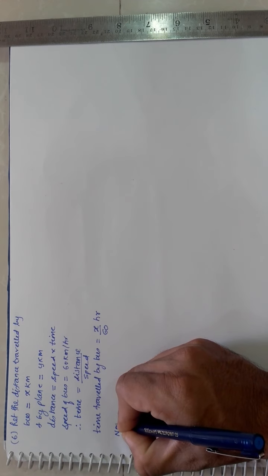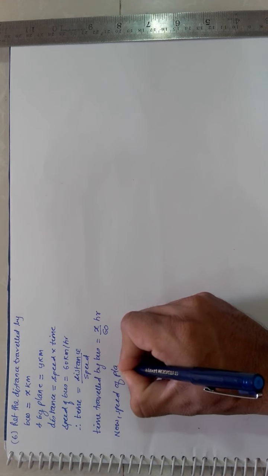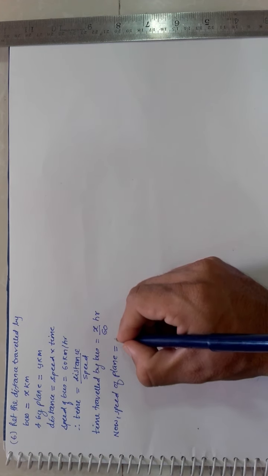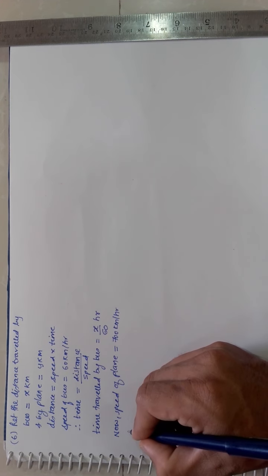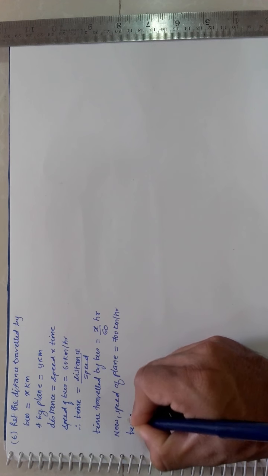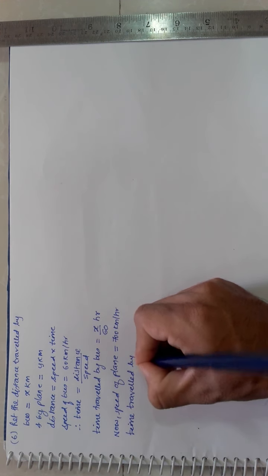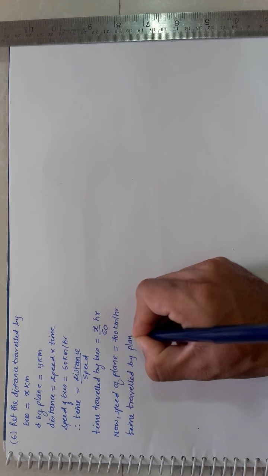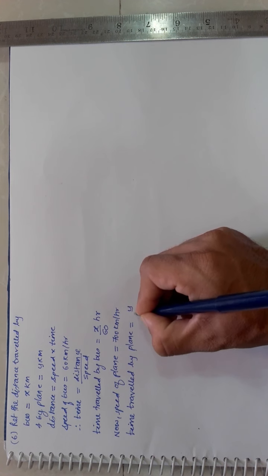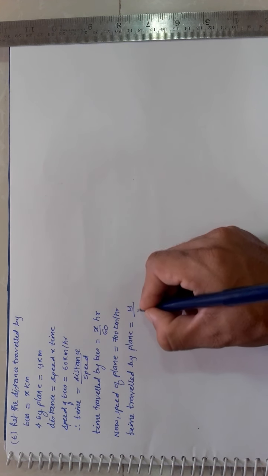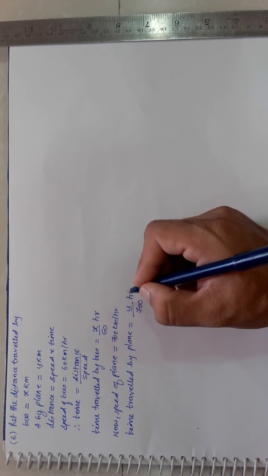Now the speed of the plane, it is aeroplane, is 700 kilometers per hour. So obviously using the same formula, time traveled by plane will be obviously distance. Distance by plane is y kilometers and the speed is 700, and this also is time, so it is in hours.